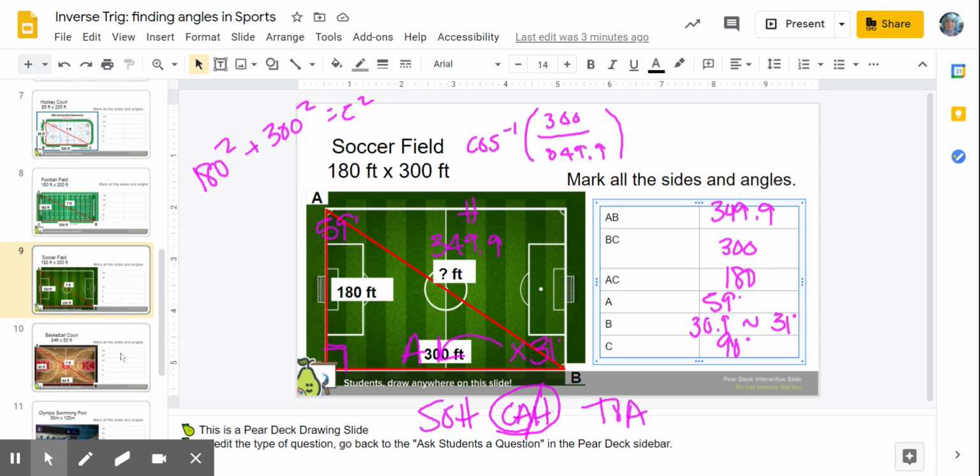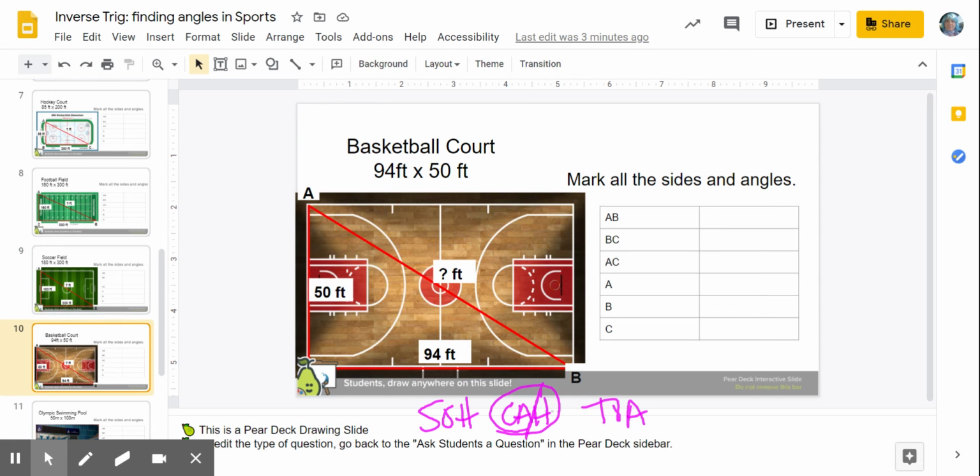So after the soccer field is the basketball court. There's so many of these. They never stop. They do. They stop at 13.